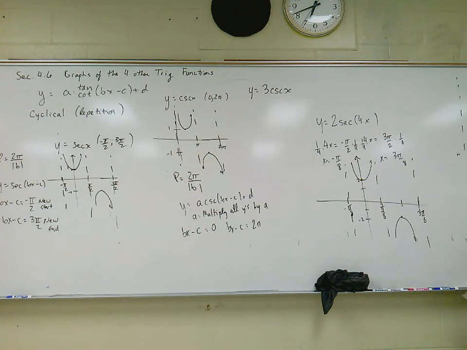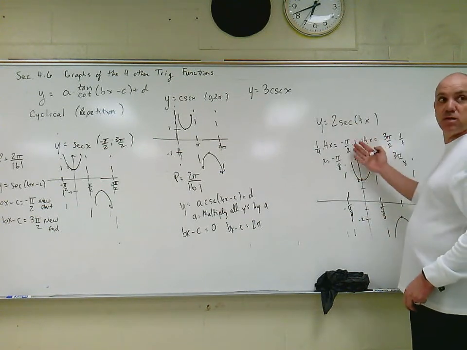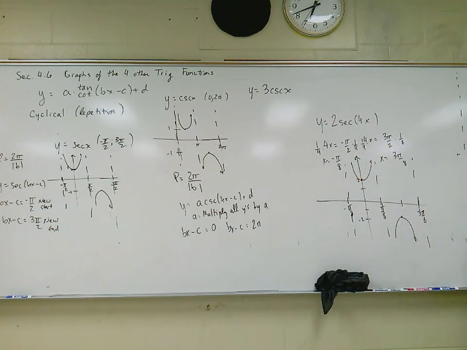What would have happened if this was a negative 2? Yeah, it would have been down here, opening down, right? So you have to reflect it about the x-axis. Okay.